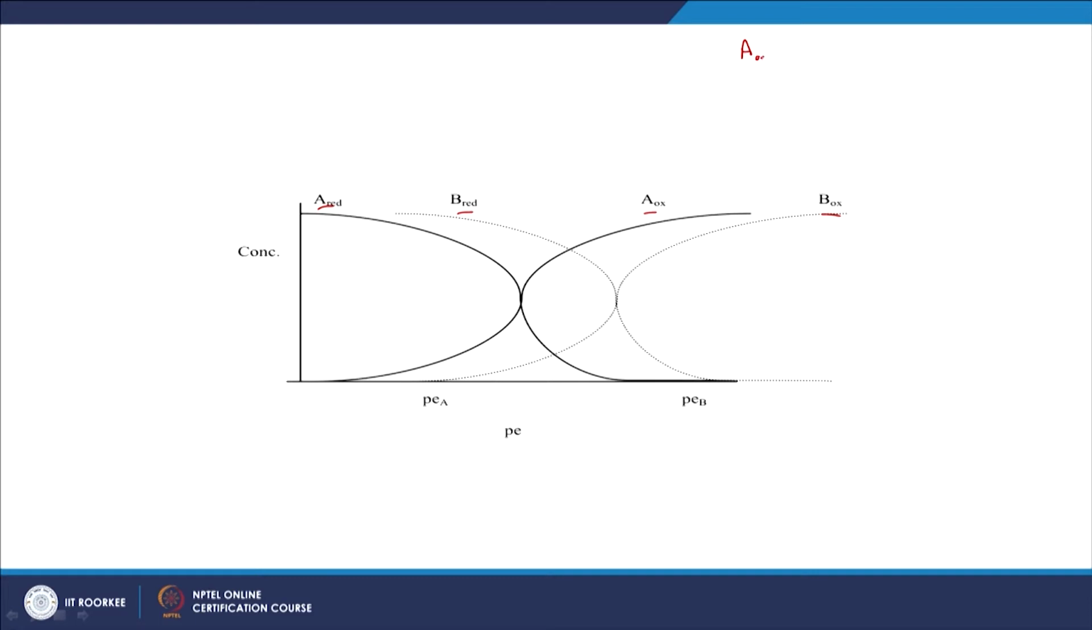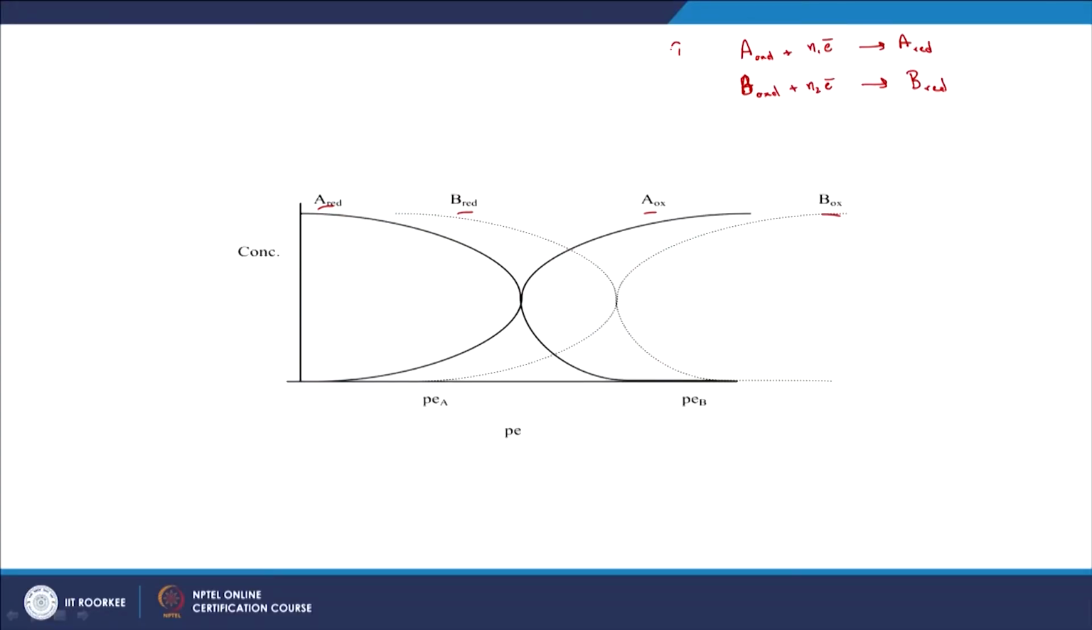A oxidized plus N1 electrons goes to A reduced, similar to reaction 1 that we looked at, and B oxidized plus N2 electrons goes to B reduced. And here I have this concentration versus PE graph, and we have both the relevant pieces of information here. Let us try to understand a particular scenario.